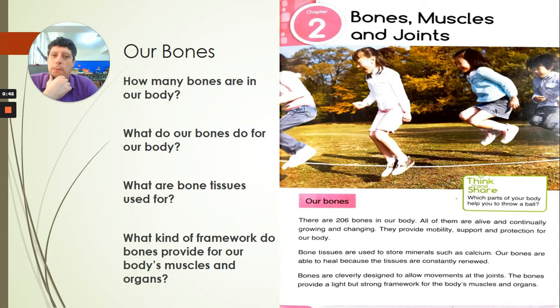So if you can open up to the first page of chapter 2, we're going to learn about our bones, muscles, and joints, okay? So there are different parts of our skeletal makeup. Our bones, muscles, and joints. So we're going to learn what each of them mean and what they do and why they are important to us. So I will start reading. Please follow. Our bones. So we're starting off with bones today.